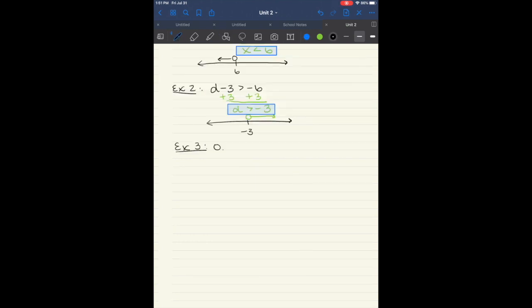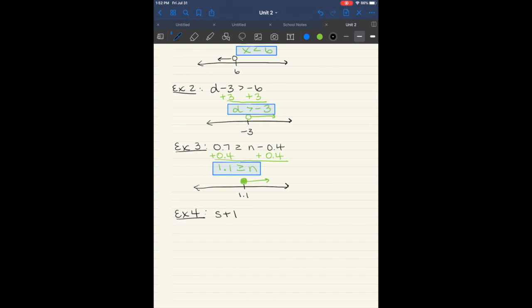0.7 is greater than or equal to n minus 0.4. So we're going to add 0.4 to get n by itself. 1.1 is greater than or equal to n, or we can switch that around and say n is less than or equal to 1.1. On a number line, we're going to have a closed circle on 1.1, and it's going to point to the left. I did that wrong. Points to the left, because our variable's on the right side.